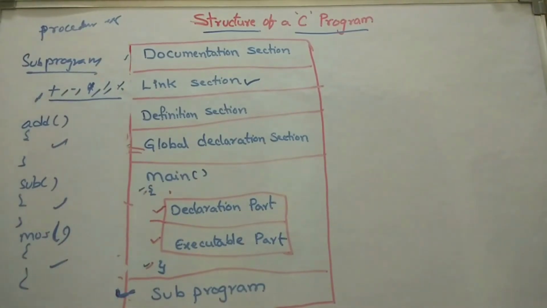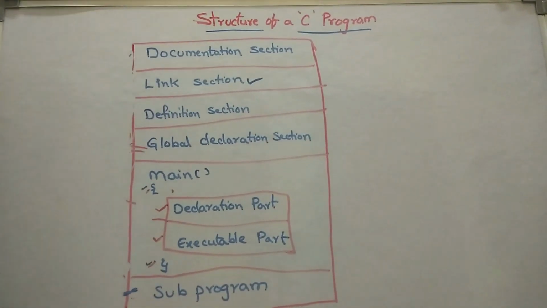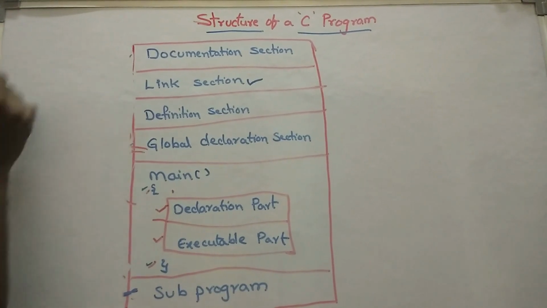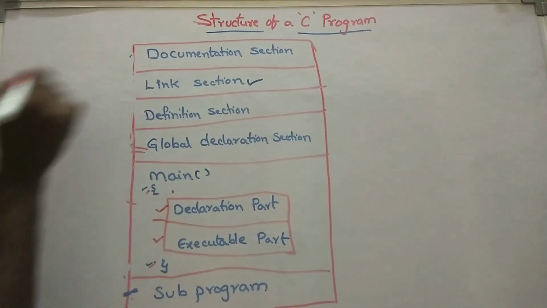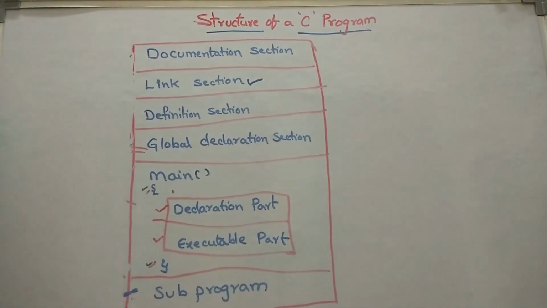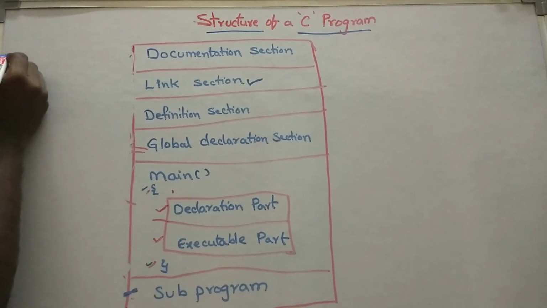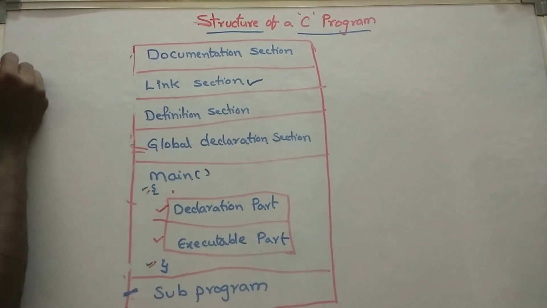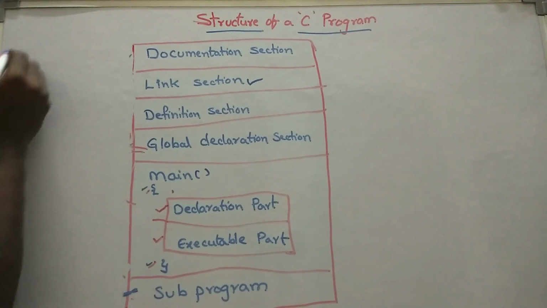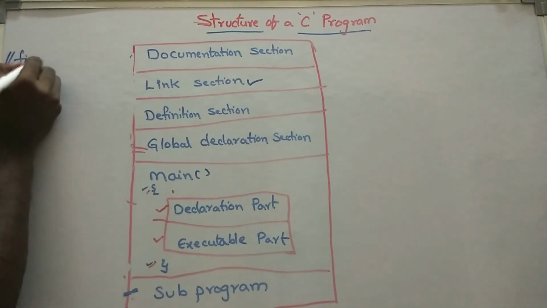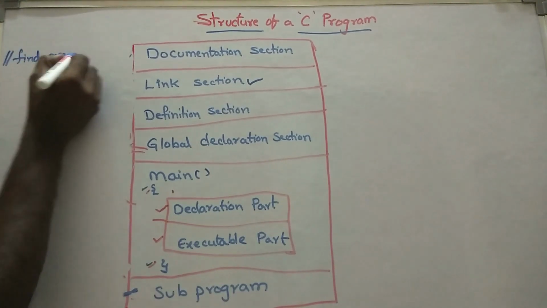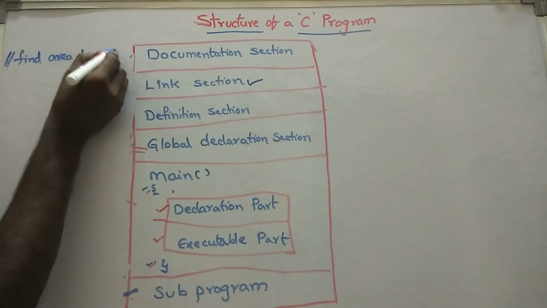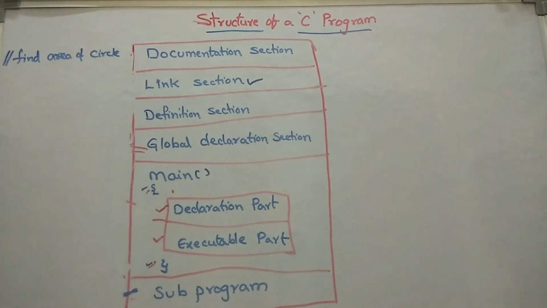Okay, here I will explain one example covering all the sections. What is the documentation section? The documentation section is for comments. Here I write a comment, and a single line comment is enough. What is my comment? Find area of circle. That is my program. That is the comment section I have to write.